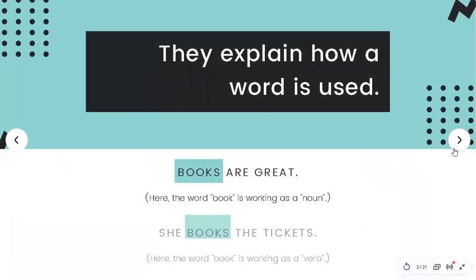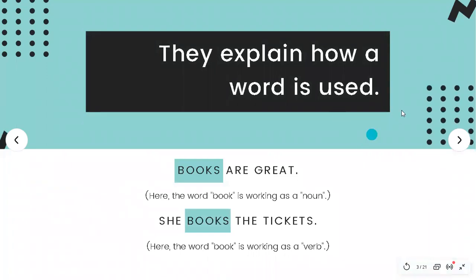And, well, they explain how a word is used. Estas partes del lenguaje, ¿no es cierto? These parts of speech tell you how the word is used in the sentence. And you need to be careful because words can be used in different ways, so they can play different roles. The same word, for example, we have books, right? And we can use it as a noun, podemos usarlo como un sustantivo, books are great, los libros son geniales, or we can also use it as a verb. A veces también puede ser usado como un verbo. She books the tickets. Ella agenda o reserva los tickets.